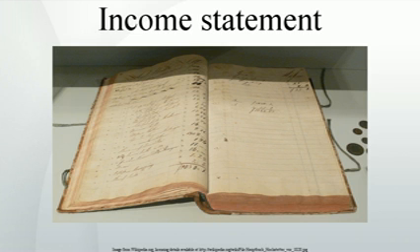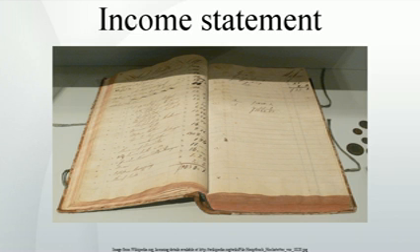IAS 1.81. All non-owner changes in equity, that is comprehensive income, shall be presented either in the statement of comprehensive income, or in a separate income statement and a statement of comprehensive income. Components of comprehensive income may not be presented in the statement of changes in equity. Comprehensive income for a period includes profit or loss, net income, for that period and other comprehensive income recognized in that period. All items of income and expense recognized in a period must be included in profit or loss unless a standard or an interpretation requires otherwise.